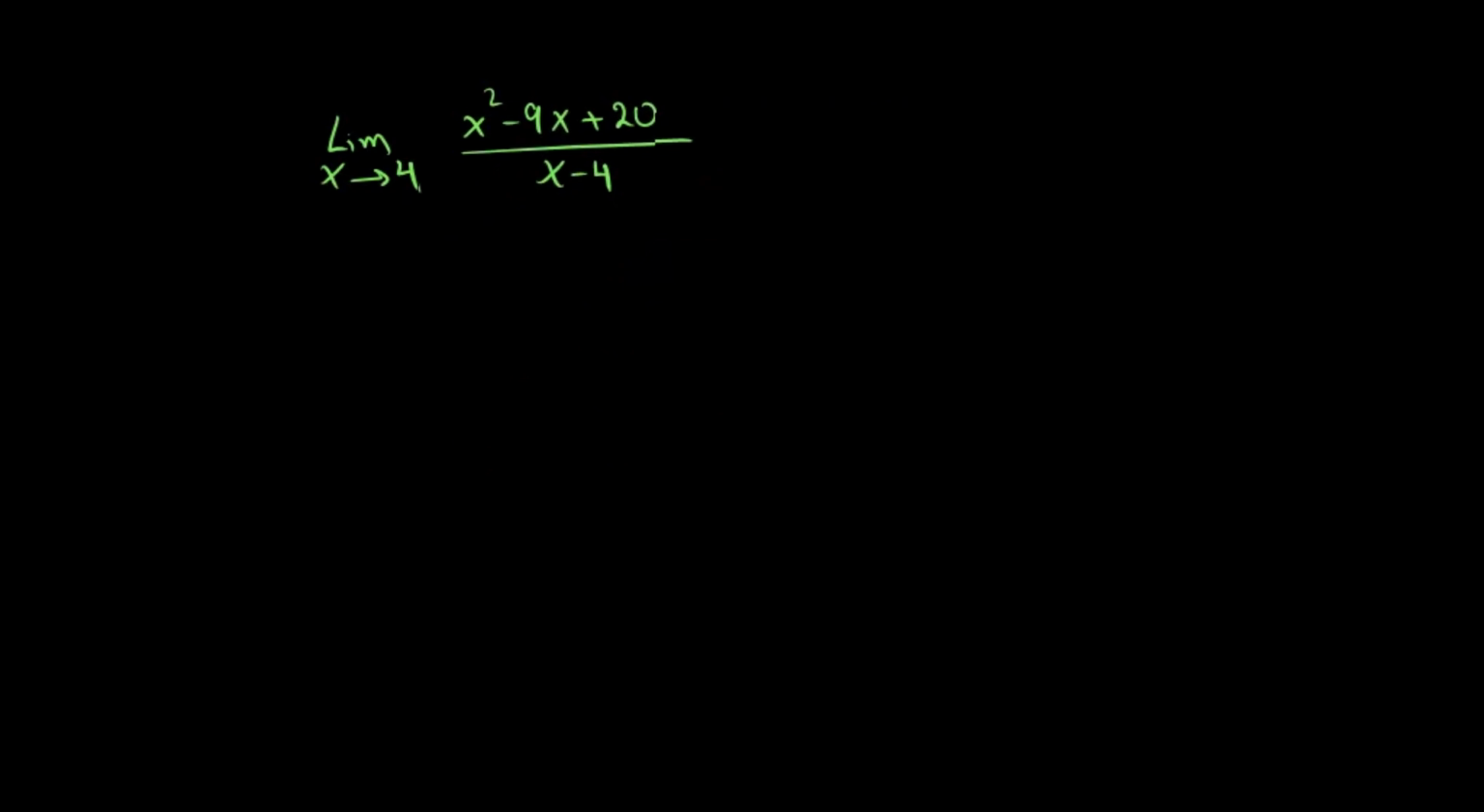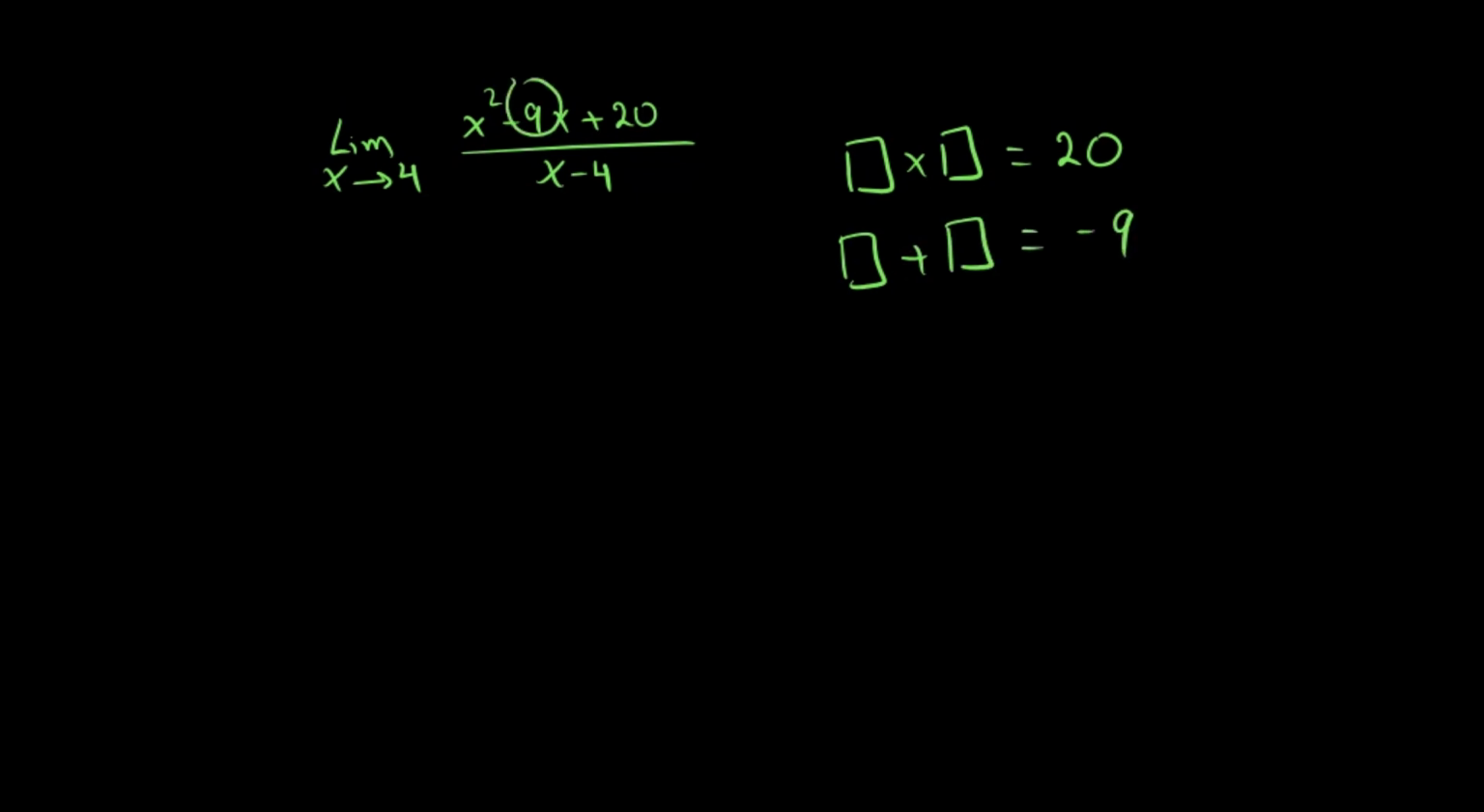In this case, I don't see any common factors right away. So we will try to factor this polynomial, the numerator. If you remember the rules of factoring, you are trying to find two numbers that will multiply to become 20, and the same two numbers, when added, should give you minus 9. Those two numbers are minus 4 and minus 5. They multiply and become 20, they add up to become minus 9.